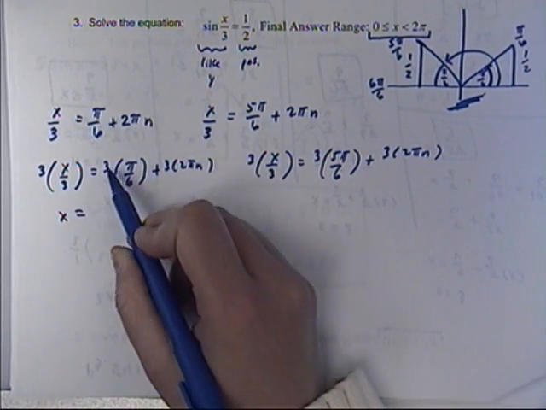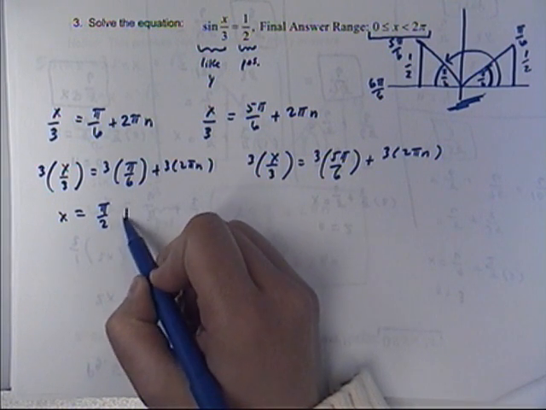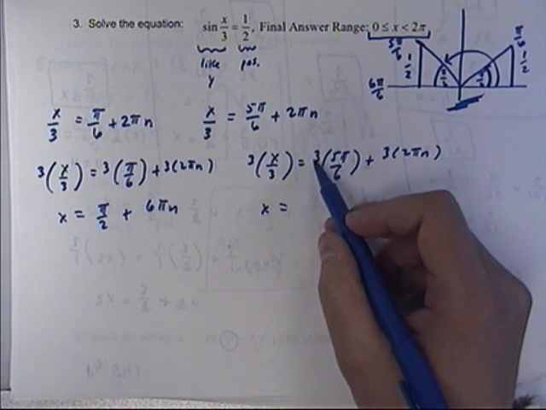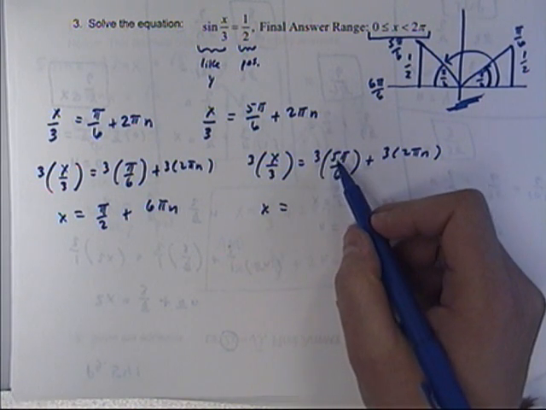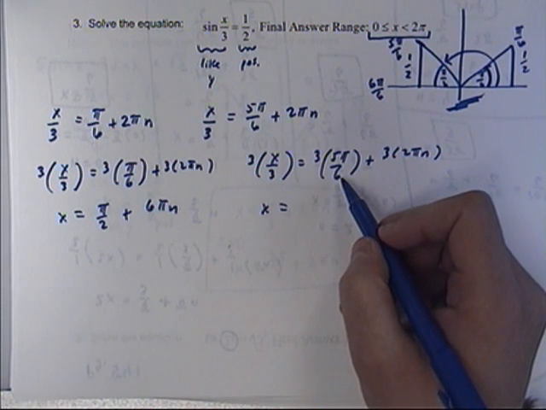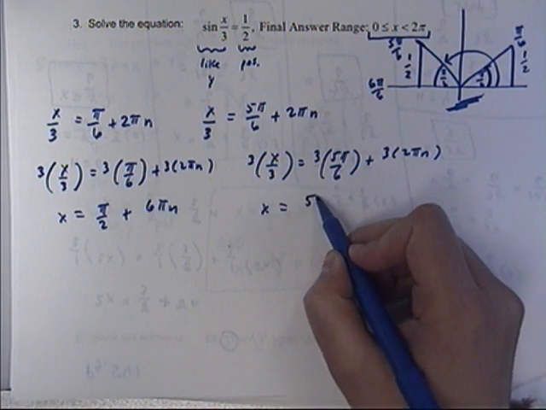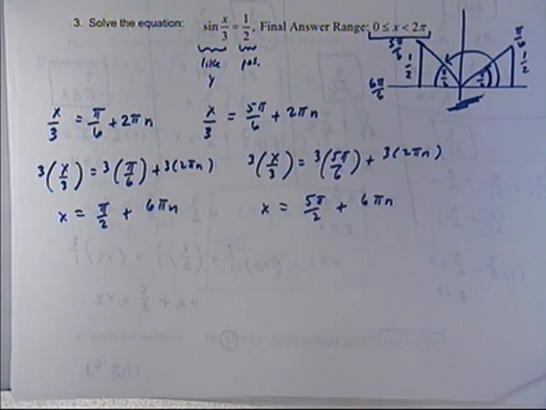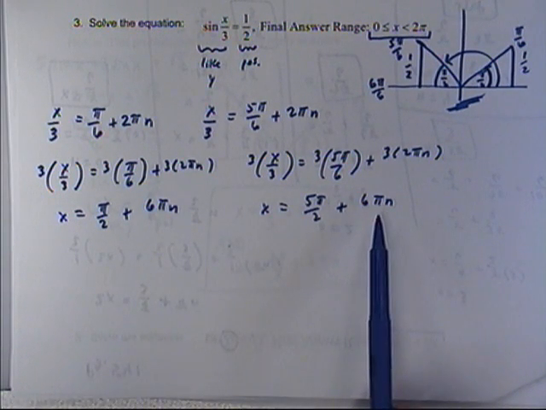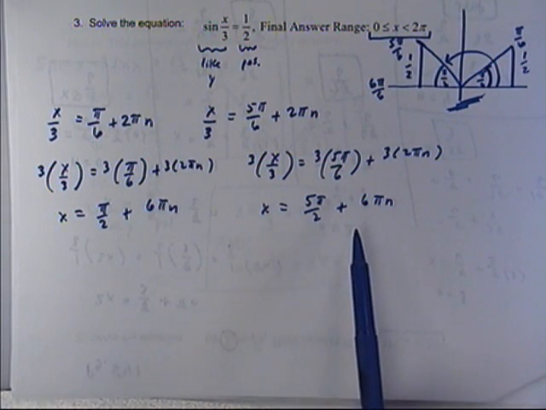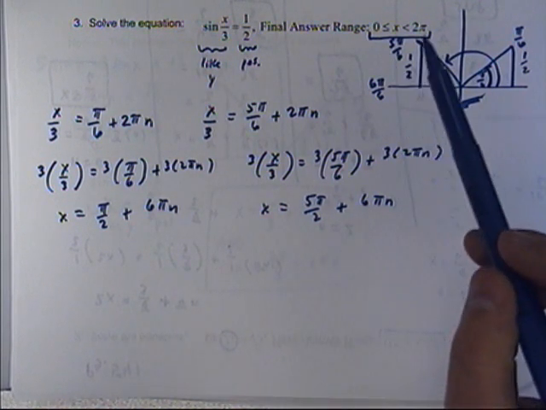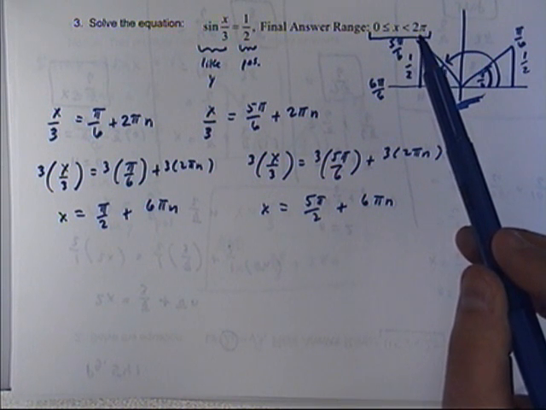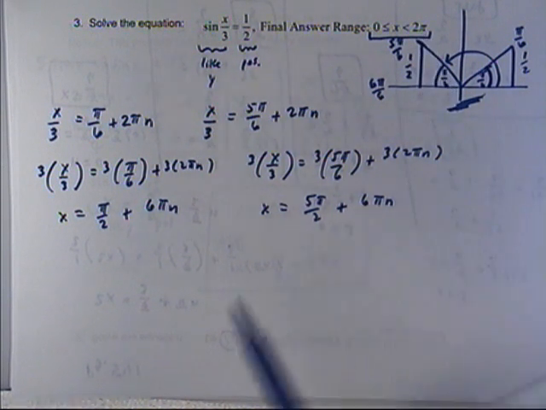So here I get x equals 3 pi over 6, which is pi over 2, and 3 times 2 is 6. Here I get x equals 15 pi over 6, and 15 pi over 6 reduces to 5 pi over 2, plus 6 pi n. Okay, so now we have to figure out how many rotations of n would give us answers that would still get us between 0 and 2 pi. So 2 pi being the largest possible answer that we could have. So if we go over that, it's too big.